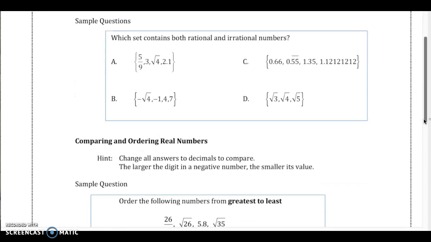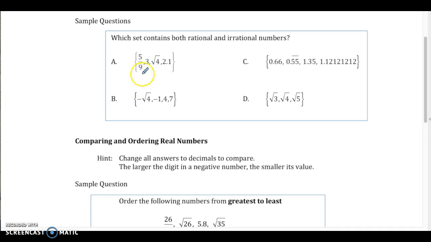So this one here real quick is just going to say, well, which number set contains both rational and irrational numbers? So as we start to pick apart our number sets here, we've got a fraction. So that's the definition of rational right there. You've got 3. You've got the square root of 4, which is a whole number of 2, so that's going to be rational, and 2.1. So all of these numbers here are going to be rational. So that's not going to be our answer.